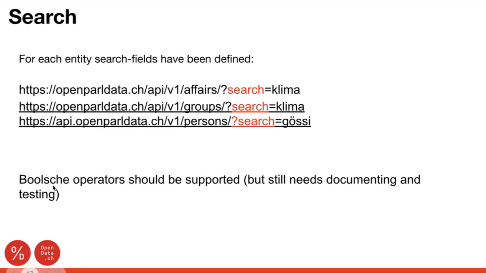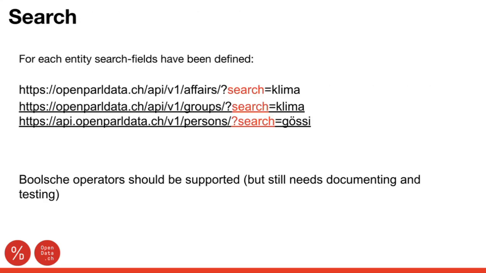Also, the idea is that you can use Boolean operators in that search. Actually, in the backend, it's Postgres syntax or Postgres search. I still have to look into that specifically, and also need to document and test it more. But that's the idea, that you can use several terms here for any entity.